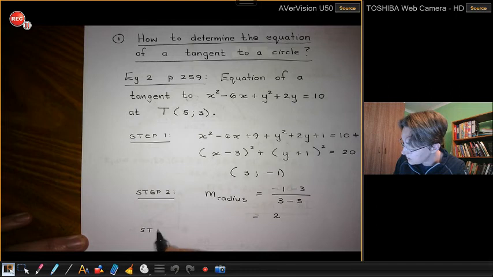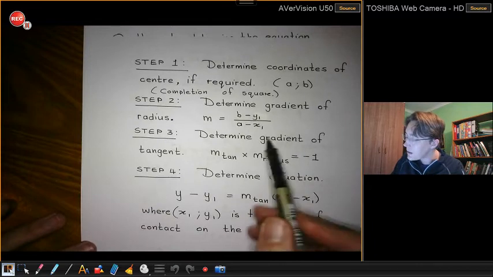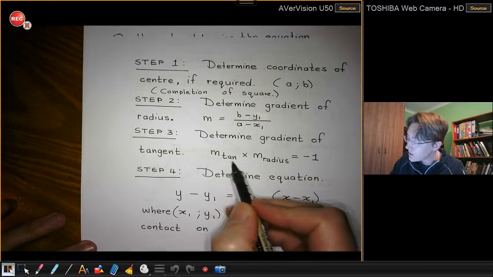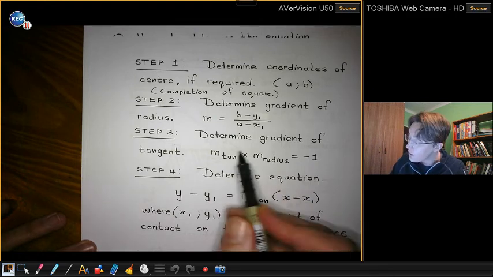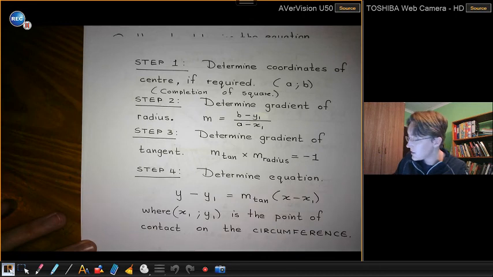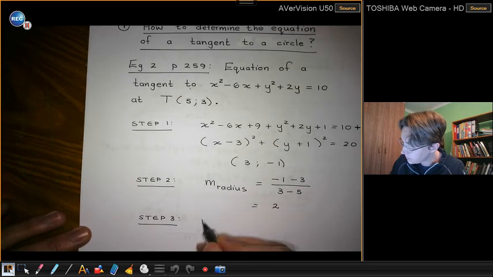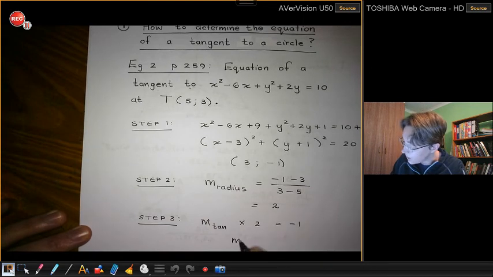Then, step 3. Step 3 is then going to be determine the gradient of the tangent by remembering the product between the gradient of the tangent and the gradient of the radius is equal to negative 1. So if I multiply these two gradients, I get to negative 1. So the gradient of the tangent times 2 is negative 1, which means the gradient of the tangent is equal to negative 1/2.